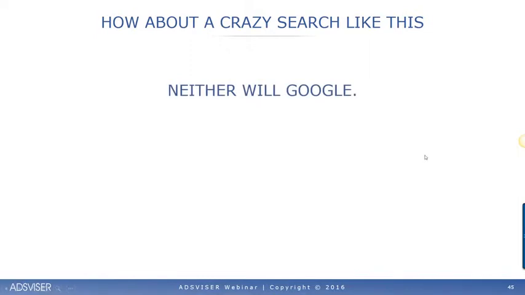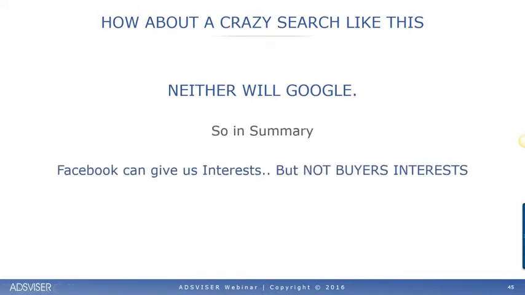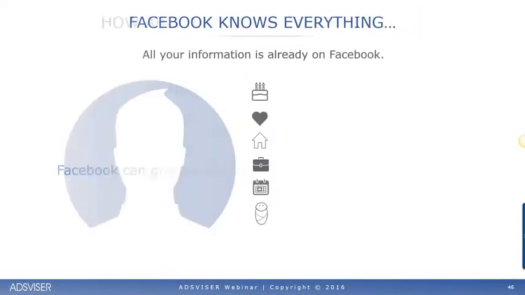If you typed that search into Google, that is not going to give you the answer. It might take you to a shopping page, it might show you some buyers, but it's actually not going to show what your buyers are interested in. So in summary, Facebook can give us interests, but not buyers' interests. Or can they? As someone said before, the answer is already within Facebook because they know everything about you.